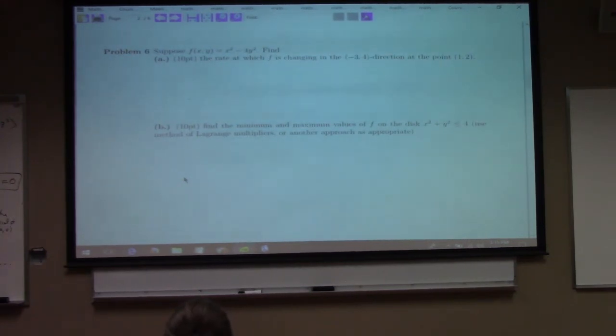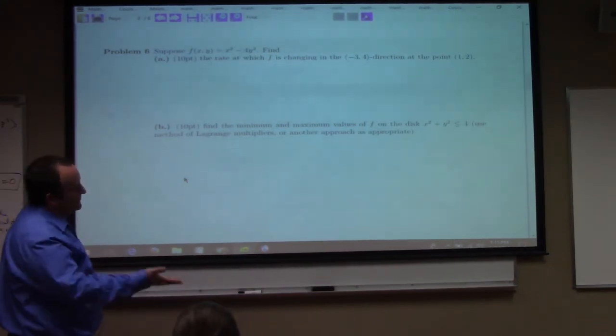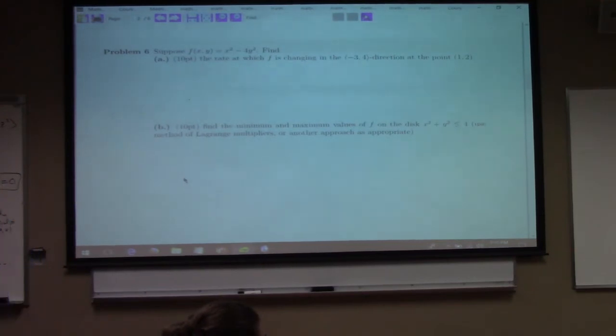Okay, yes, this one. So here's that directional derivative problem I was mumbling about. Here's an example. The rate at which f is changing in the 3, 4 direction at the point 1, 2, how would you calculate that? That is the directional derivative of f at the point 1, 2 in the 3, 4 direction. How do you actually calculate that?